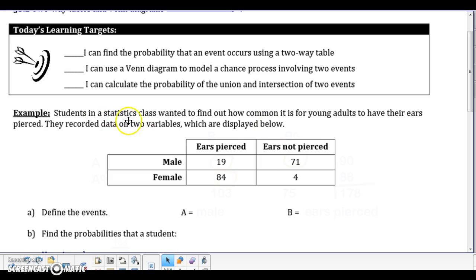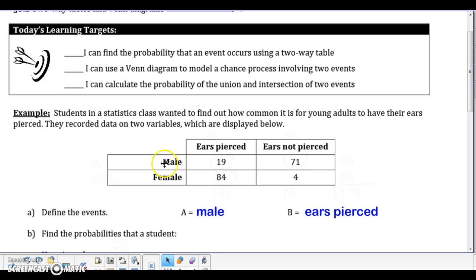Students in a stat class wanted to find out how common it is for young adults to have their ears pierced. They recorded data on 2 variables, which are displayed below. These are 2 categorical variables: one is gender, which is male or female, and one is whether or not they have their ears pierced. The first thing I should do is define some variables so I can stop writing out male, female, ears pierced, not pierced. I'm going to let A represent the event that the person is male, and B represent that they have their ears pierced.